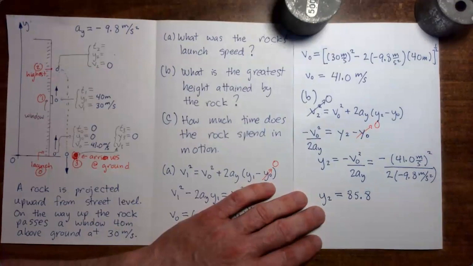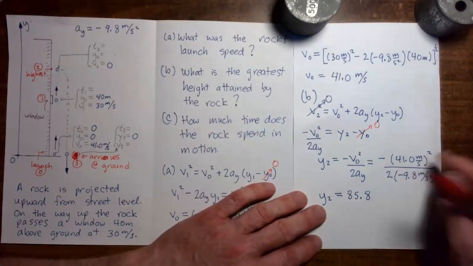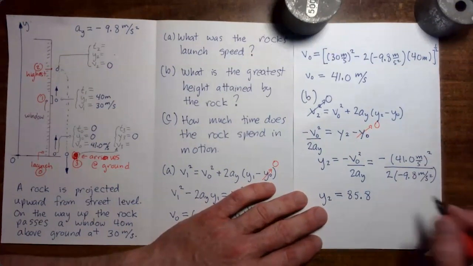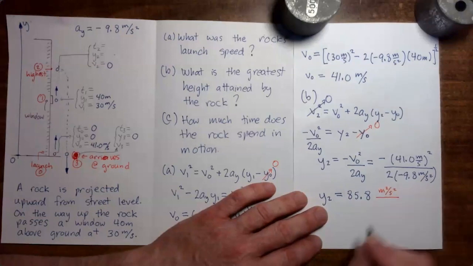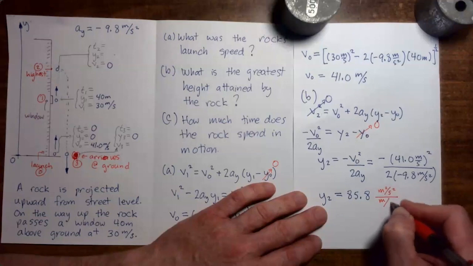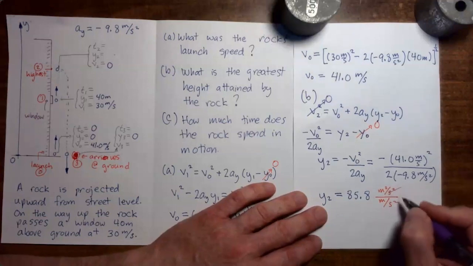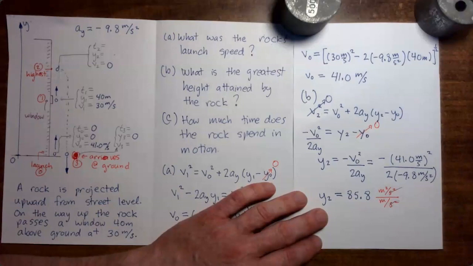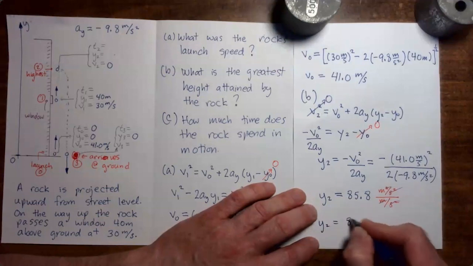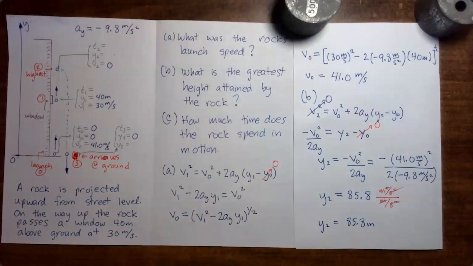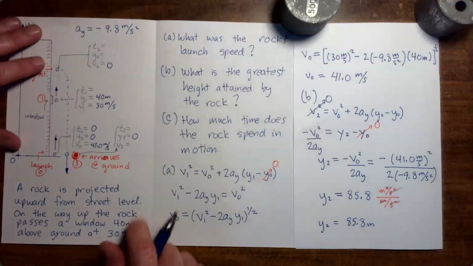Now, as far as the unit, we should always calculate our unit. So look at the numerator there. The numerator is meters squared over seconds squared. The denominator is meters over seconds squared. Second squared cancels second squared. Meters squared over meters gives meters. So we have y2 equals 85.8 meters, meters being the correct unit for a y-coordinate. Let's go to the figure and put that in.